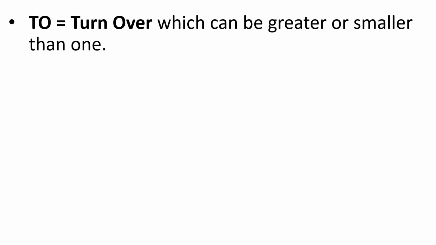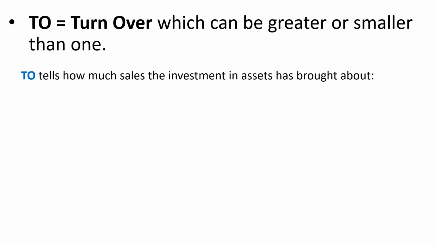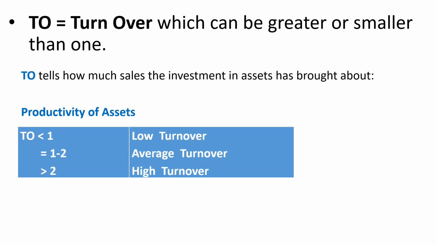Okay, let's now come to T or turnover. This can be greater or smaller than 1. EM is greater than or equal to 1. Turnover tells how much sales the investment in assets has brought about. So it is talking about the productivity of assets. If turnover is less than 1, that's low productivity because you're not even generating sales equivalent to your assets. But if turnover is more than 2, that means your assets are turning over more than 2 times. That's good. If it's between 1 and 2, it's average turnover.